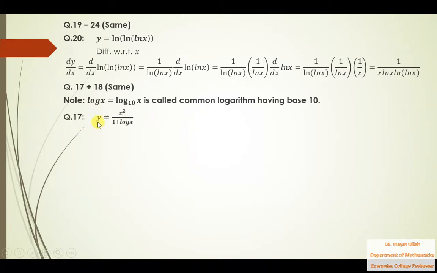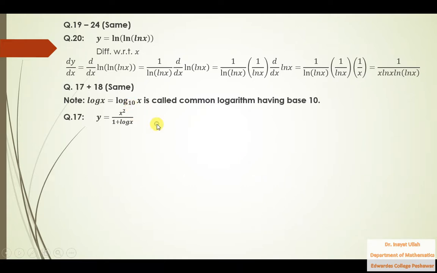Question number 17, you need to find the derivative of this function. y is equal to x squared divided by 1 plus log of x. You see that this is simple log, there is no base mentioned here. So if there is no base mentioned here, it means that the base of this log is 10.